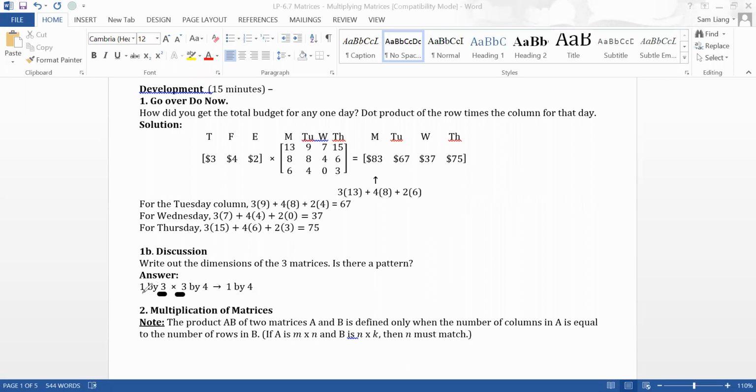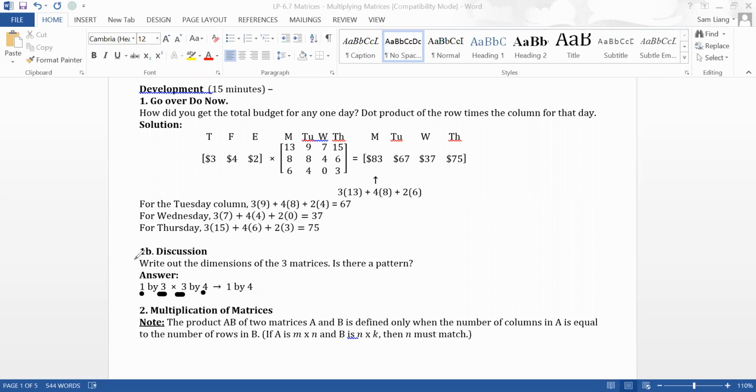And then the outer two numbers, 1 and 4, will provide the dimensions of the product matrix. So as you can see here, the product matrix is a 1 by 4 matrix, right? 1 row, 4 columns. Just to reiterate, the two numbers in the middle have to be equal in order for the product to be valid, in order for us to actually multiply the matrices. Otherwise, you could say that there's no solution. And the two outer numbers, in this case 1 and 4, are the dimensions of the product matrix.